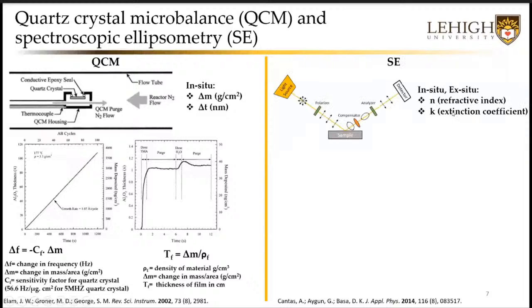The other technique is spectroscopic ellipsometry. Here, it can be used both in situ and ex situ. While you're doing it in situ, you can calculate both the index of refraction, which talks about the density of the material, how the light interacts when it passes through different densities, and the extinction coefficient. Extinction coefficient refers to the absorption of the wavelength of light. Some wavelengths of light could be absorbed depending upon the chemical composition of the sample, so that can be observed.